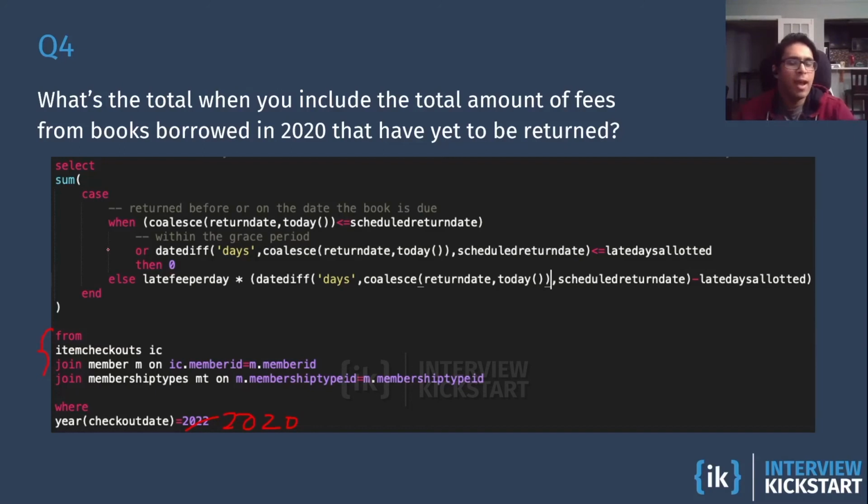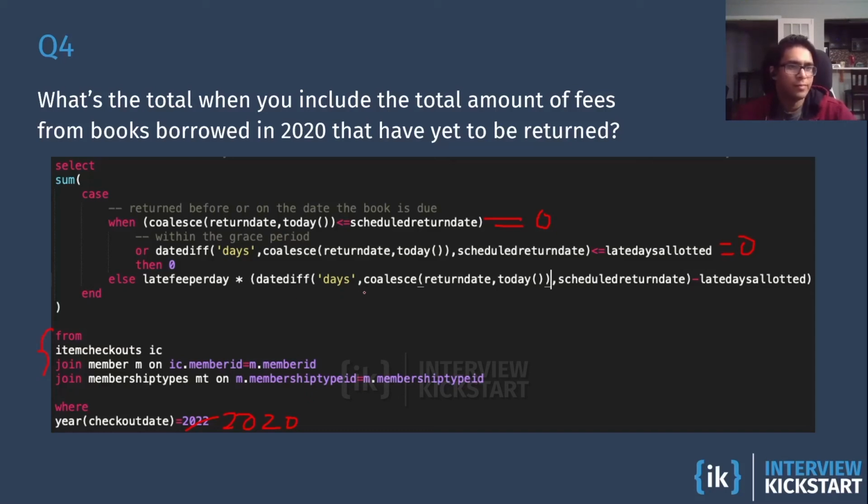So then when I'm adding up the actual fees, it's pretty similar to before, where our first two cases are going to be the same, where this is going to be no fee and this is going to be no fee. Either it's returned before the book is due, or it's within the grace period. So there's no fee then. But this is a little bit different. So what I'm going to do again is multiply the late fee per day times the number of days it was late by.